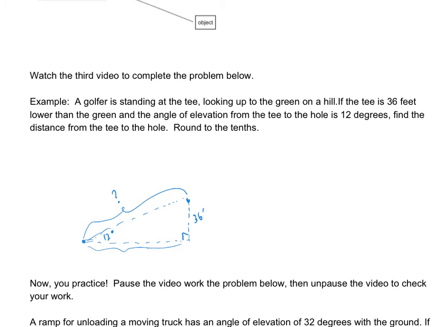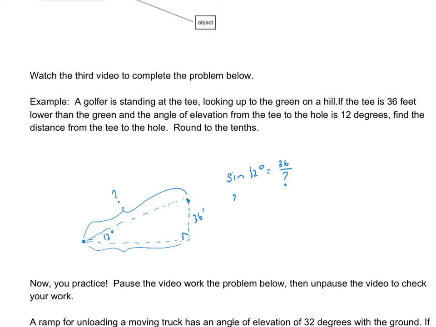So we know the 12 degrees. We have the opposite side, the 36 feet. We're trying to find the hypotenuse. So sine is what uses opposite hypotenuse. So I would write the sine of 12 degrees is opposite over hypotenuse. And then I would work to solve that.